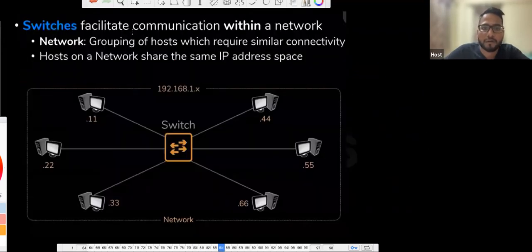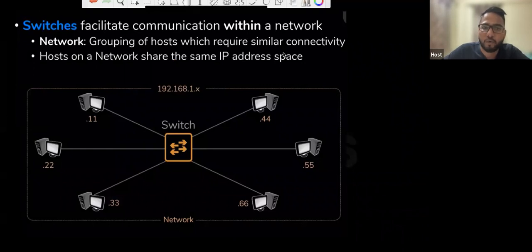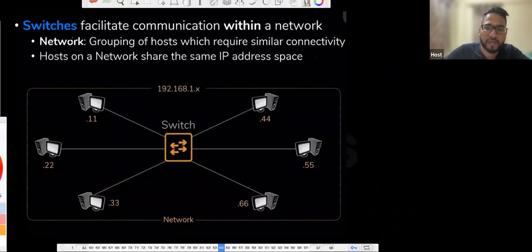Okay. Now let's see more about the switches. So a switch facilitates the communication within a network. That's very, very important: there are no two networks, this is just one subnet, one network. It's not like there are two different networks or multiple networks. So switches do not divide the network. Routers divide the network, which I will tell you in just a few slides.